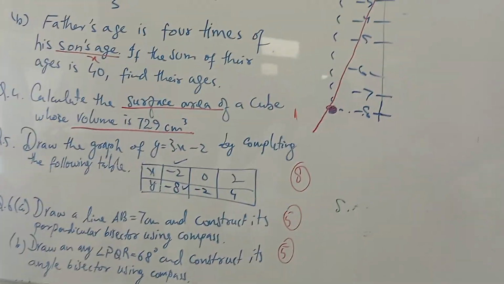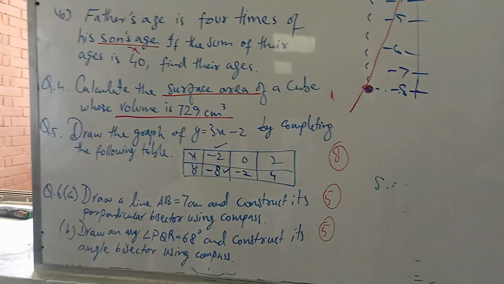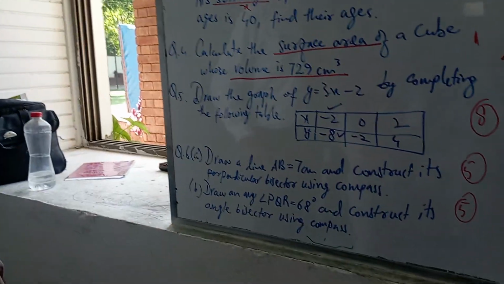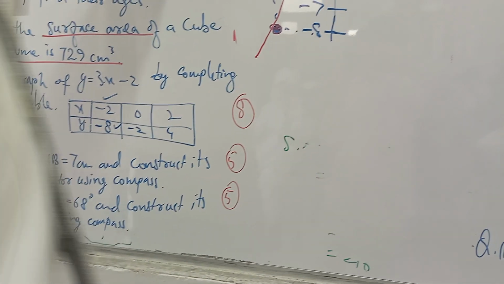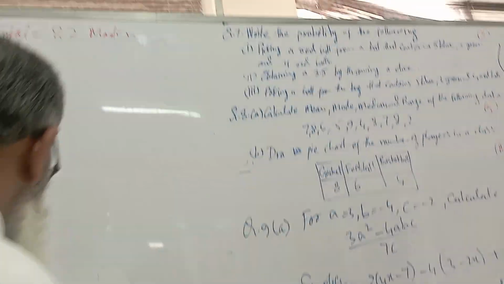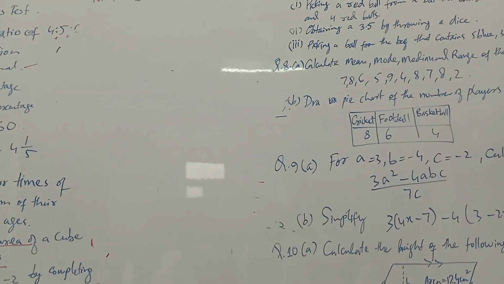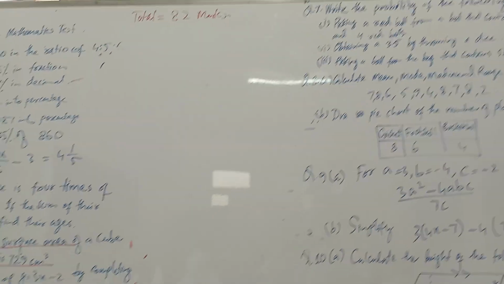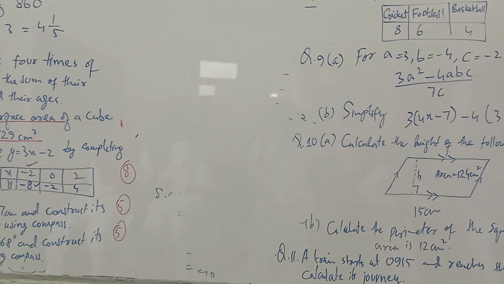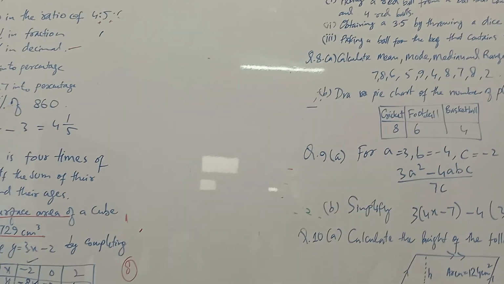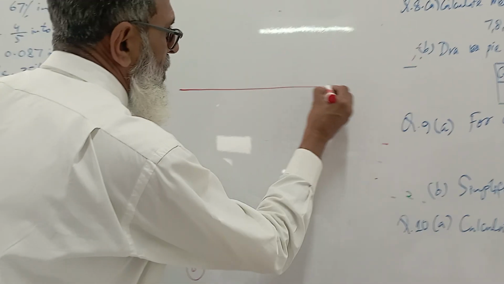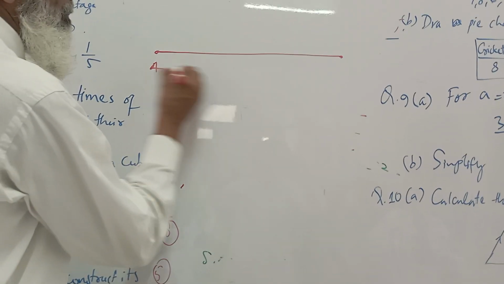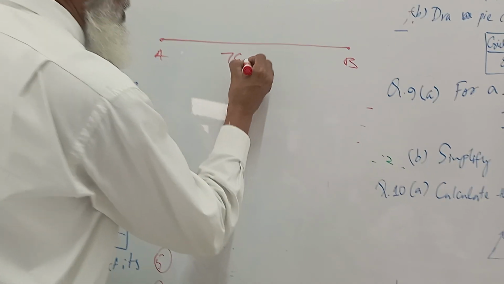This is question number 5. Now, the next one is: draw a line AB of 7 cm and construct its perpendicular bisector. So let's see now. It says we have to draw a line of 7 centimeters. We use a scale to draw the line AB equal to 7 centimeters.